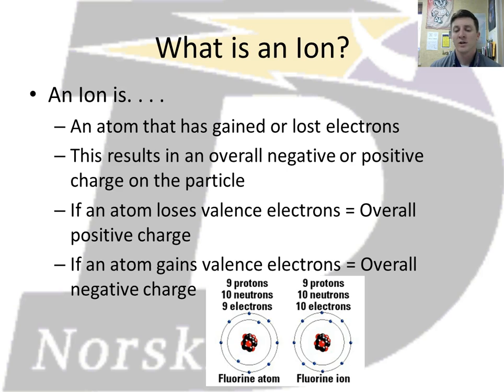So if we look here, we have an example of an ion. Fluorine on the left hand side, we have the atom form, the stable atom form of it, where the protons are going to equal the electrons, and there's going to be no overall charge on that atom. However, if we add an electron to fluorine, you're then going to have one more electron than a proton, one more negative particle than a positive particle. You're going to have a negative overall charge. So basically, that's what an ion is.